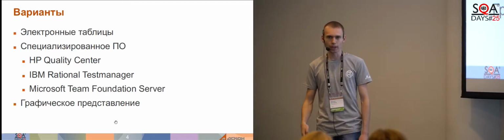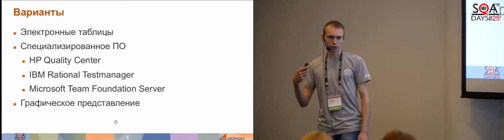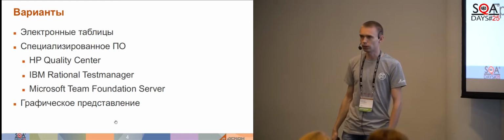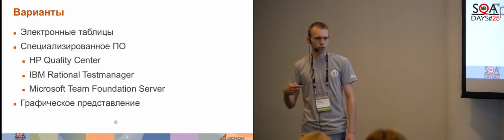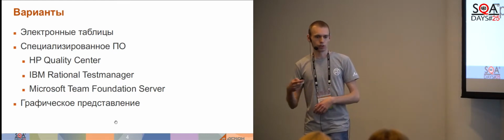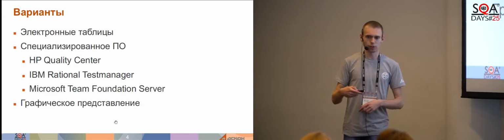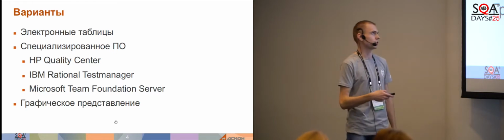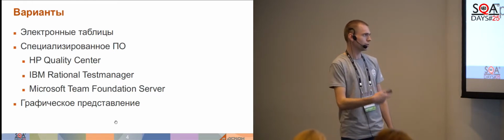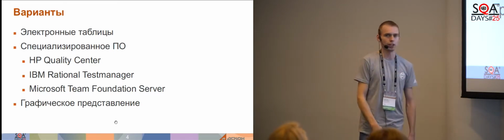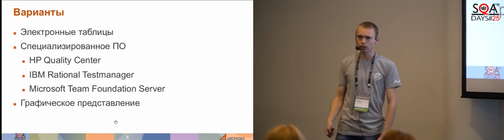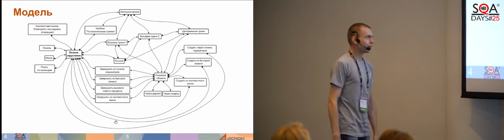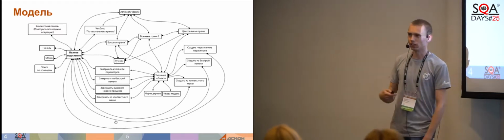The second option is using specialized software, HP Quality Center, IBM Rational Test Manager, etc. They allow you to control the testing process at all development stages. However, as the product is quite old, we have our own process and development schemes. And the third option is the graphical representation. We decided to go for that, and that's what we got.